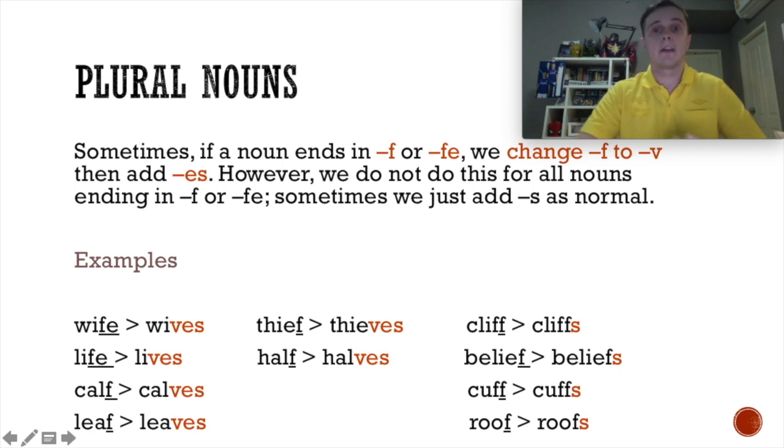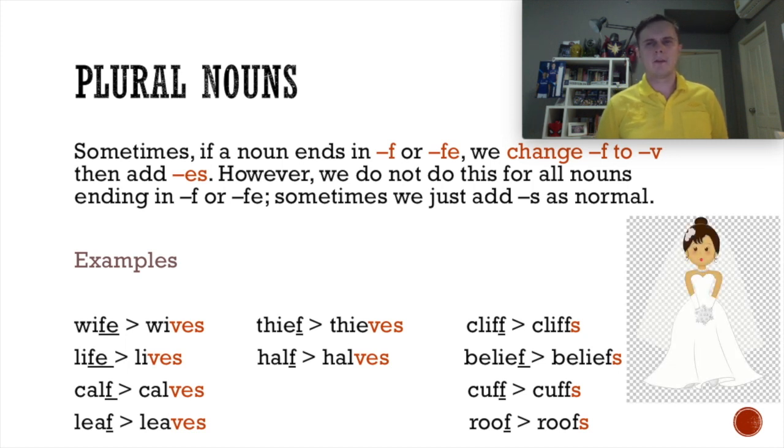Now the next couple of things we're going to do get a bit more tricky because the rules do not always apply. Sometimes if a noun ends in F or FE, we change F to V and then add ES. But we don't do that for all nouns ending in F or FE. Sometimes you just have to add S as normal. So this is a bit trickier. You need to know which nouns you change F to V and which nouns you do not. There's no easy rules to follow. So let's look at these examples.